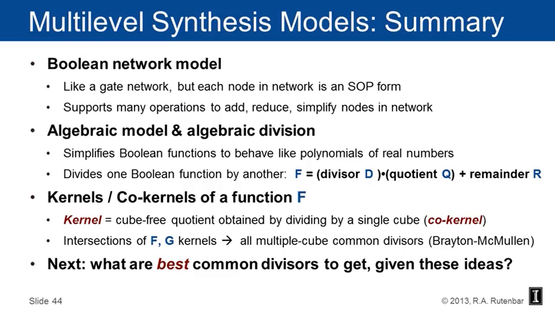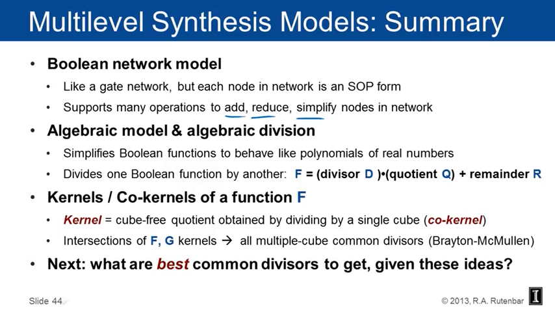So, what's our overall summary for multi-level synthesis models? The Boolean network model is like a gate network, but each node in the network is in sum of products form. It supports many operations to add, reduce, or simplify nodes in the network. The algebraic model and algebraic division are big new ideas. They simplify Boolean functions to behave like polynomials over real numbers. We can divide one Boolean function by another: F equals D times Q plus R.